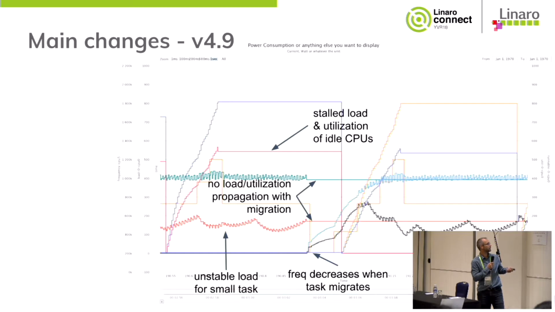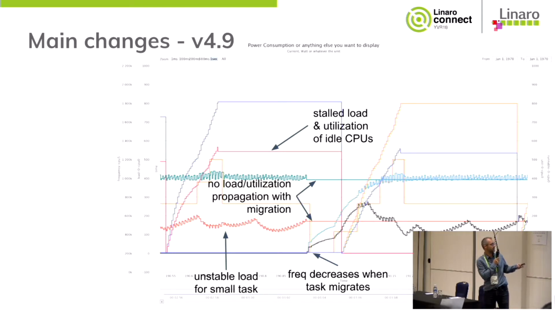So yeah, that's for the introduction. Now I will go through all the evolutions. Starting from the 4.9 kernel, I will explain all the changes that have been done until the latest kernel. I'm describing how the load tracking mechanism was working on 4.9 and all the problems that we were facing.